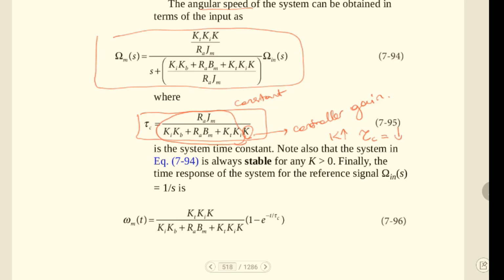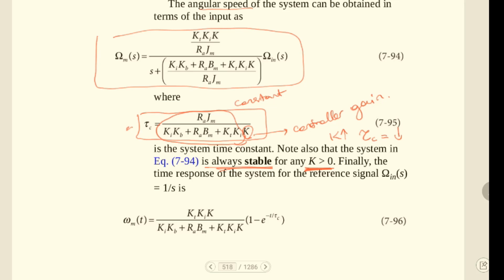Okay, what does it mean? It means how fast the system responds to the input. Time response means that. And also we can say that for a positive k value, the system will always be stable because the time constant is positive, which means the pole will be positive, a negative real part. It means the system will be stable.